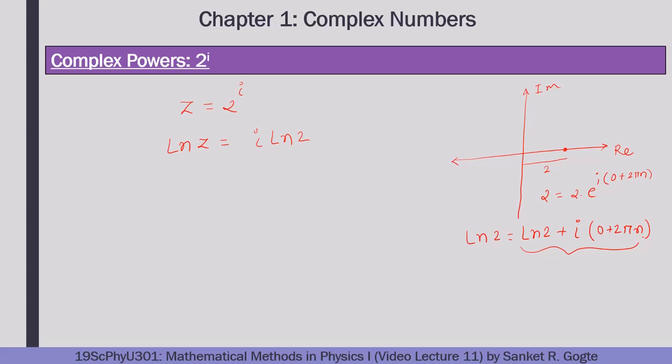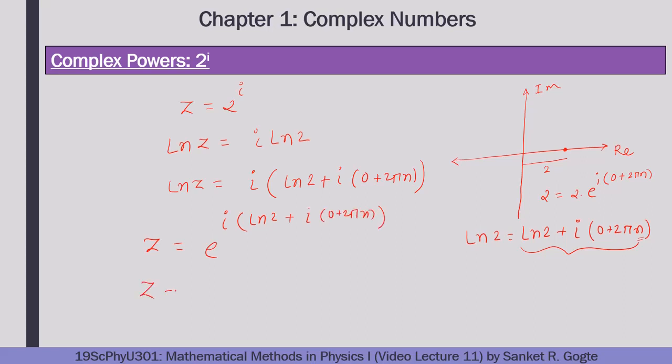If we consider n to be equal to 0, then we will get the principal value. However, when n is non-zero, we will get the rest of the values of the log. I'll keep all these infinitely many possibilities. So log z therefore is i into log 2 plus i into 0 plus 2 pi n. Now z is e to the power i into log 2 plus i into 0 plus 2 pi n.